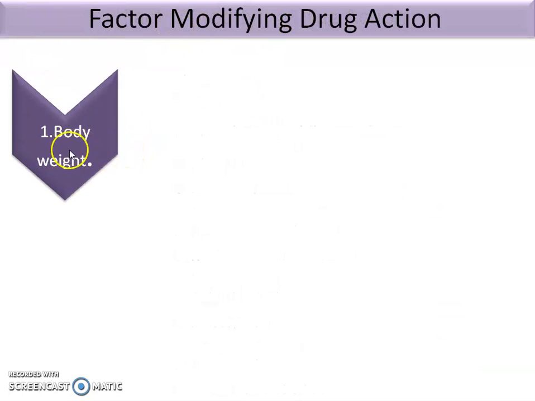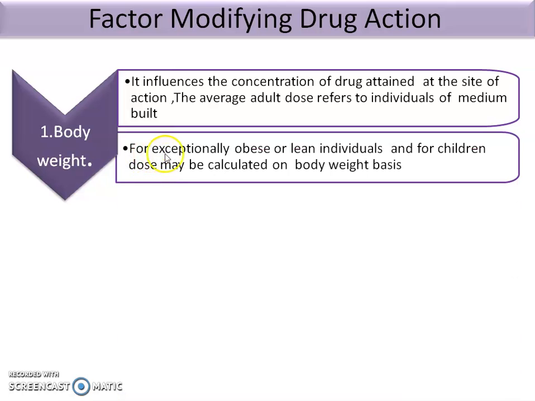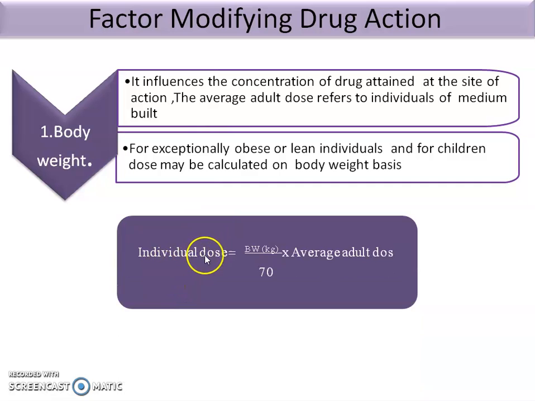Among the factors modifying drug action, the first factor is body weight. It influences the concentration of the drug attained at the site of action. The average adult dose refers to an individual of medium build. For exceptionally obese and lean individuals, and for children, the dose may be calculated on a body weight basis. This can be calculated by the formula: individual dose is equal to body weight in kilograms upon 70 into adult dose. This kind of formula is used to calculate the dose by body weight.